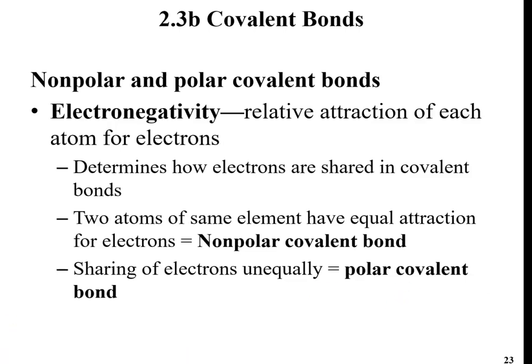Electronegativity is the relative attraction of each atom for electrons. So it determines how the electrons are shared in a covalent bond, right? A covalent bond just means sharing of electrons. It doesn't necessarily mean equal sharing of electrons. So 2 atoms of the same element that have equal attraction for electrons will form a nonpolar covalent bond, whereas sharing of electrons unequally, which occurs between 2 atoms that have different electronegativities, will result in a polar covalent bond.